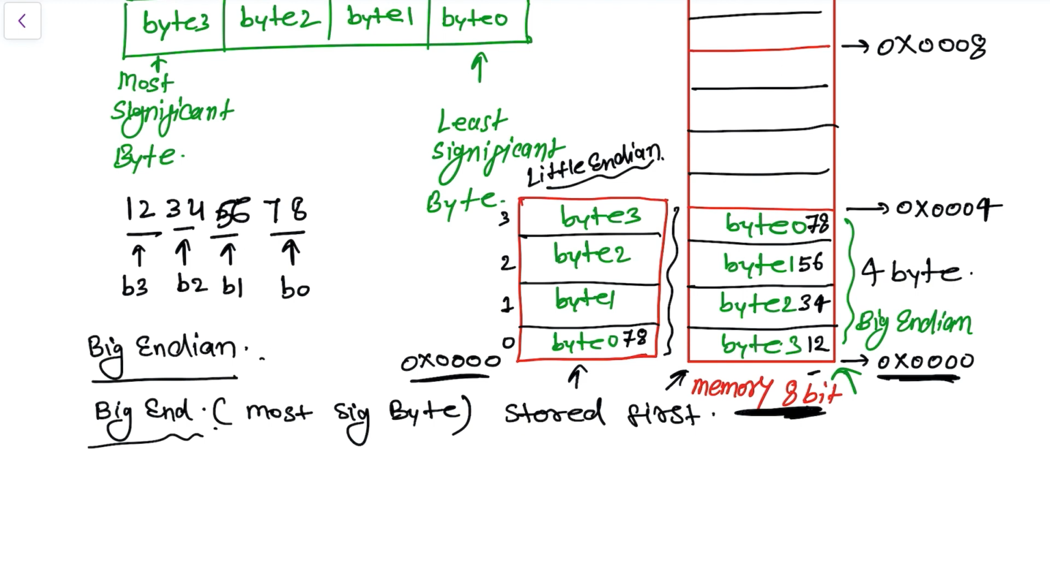Little means LSB, the least significant byte. So the least significant byte is stored first, that means at the lowest address. So it first stores 78, then 56, then 34, and finally 12. One thing you might notice is that from the lower address going to the higher address, this is the human readable format, 1 2 3 4 5 6 7 8. We write in this way in general.